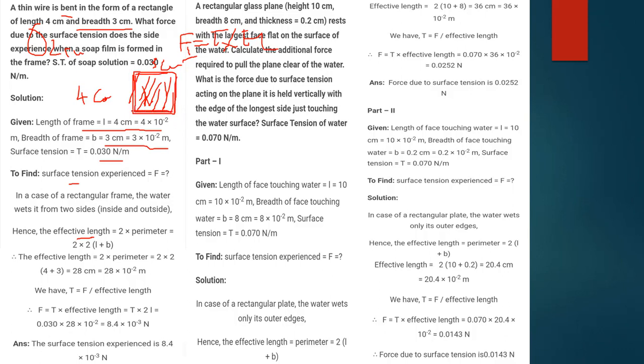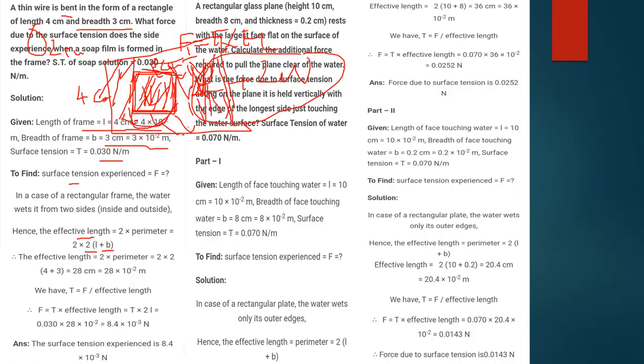Sasa hapa inabidi ukumbuke huko ulikokuwa shule ya msingi. Ni 2L plus 2W unapata perimeter, ambayo ni 2 times length plus width. So effective length inakuwa twice kwa sababu maana yake kuna soap film ndani na kuna soap film nje, kwa sababu waya umewekwa kwenye hiyo material ya maji. So kuna total fluid ambayo iko nje ya rectangle na ndani ya rectangle, so inakuwa twice the perimeter.